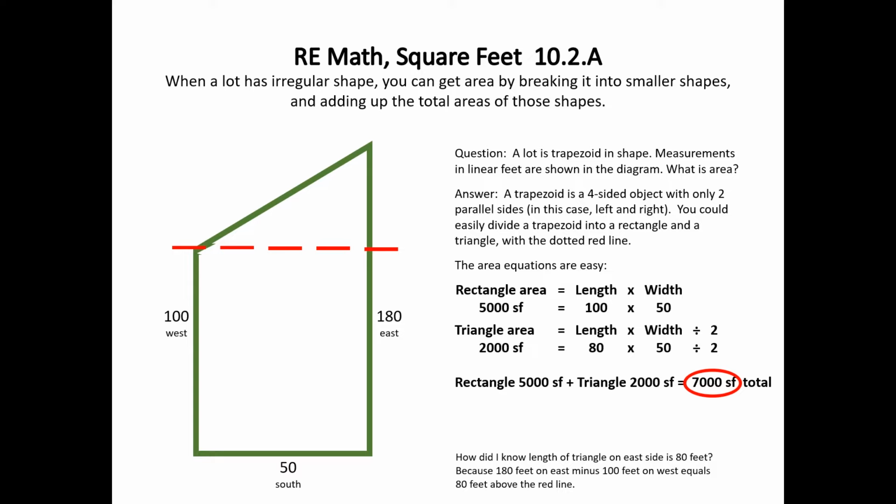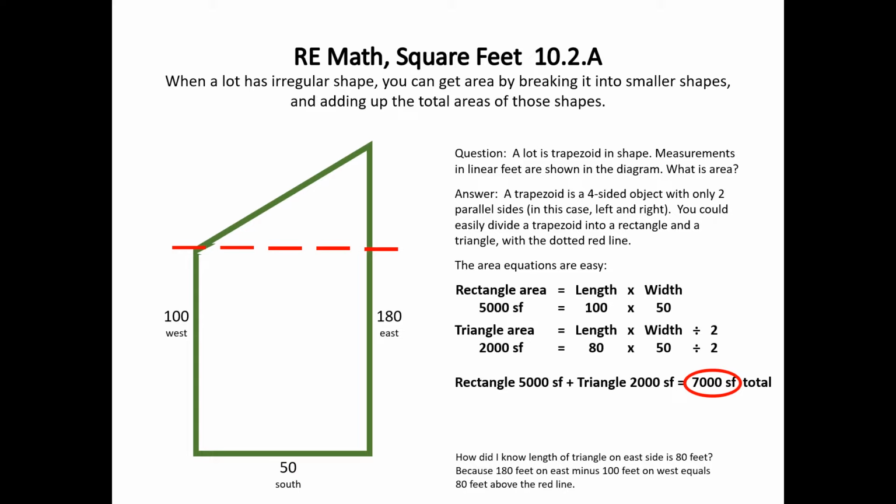What is the area? Answer: okay, so we know that a trapezoid is a four-sided object with only two parallel sides. In this particular case, the parallel sides are the left and the right, which I labeled west and east just to make things easy. You could easily divide a trapezoid into a rectangle and a triangle with the dotted red line that I put in. From there on, the area equations are easy, because a rectangle is length times width equals area, and a triangle is length times width divided by 2 equals area, because a triangle is half of a rectangle.